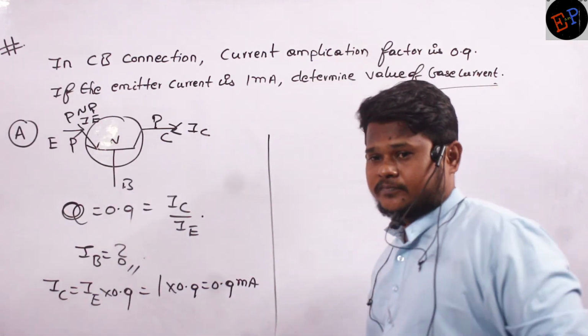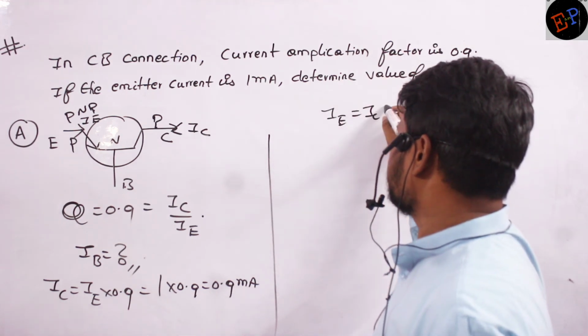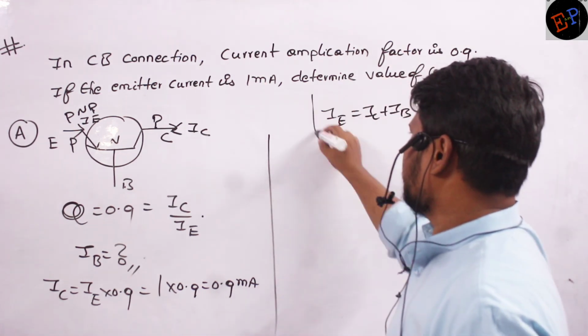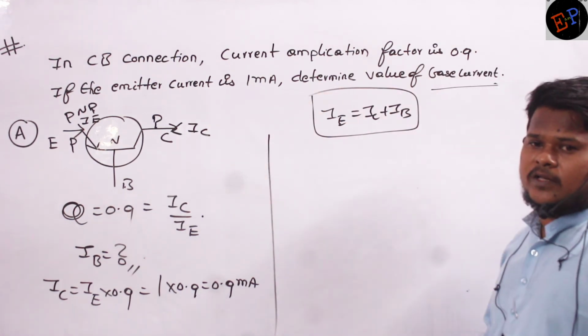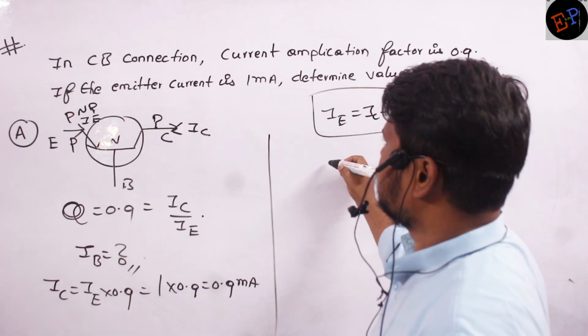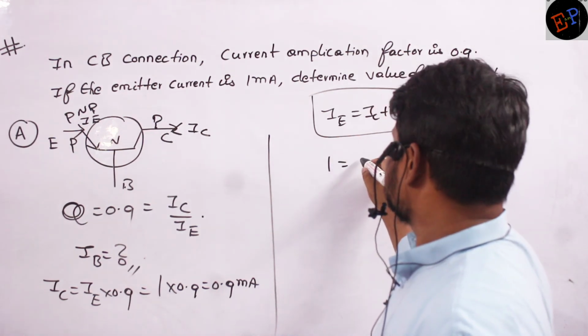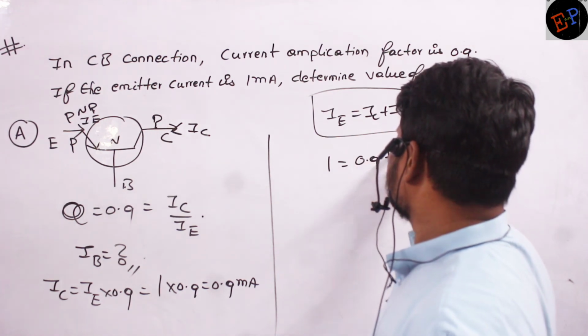How can I calculate? That relation we already have: IE is equal to IC plus IB. This is satisfied in any type of transistor, everywhere. Clear? So IE value is 1, IC is 0.9, plus IB.